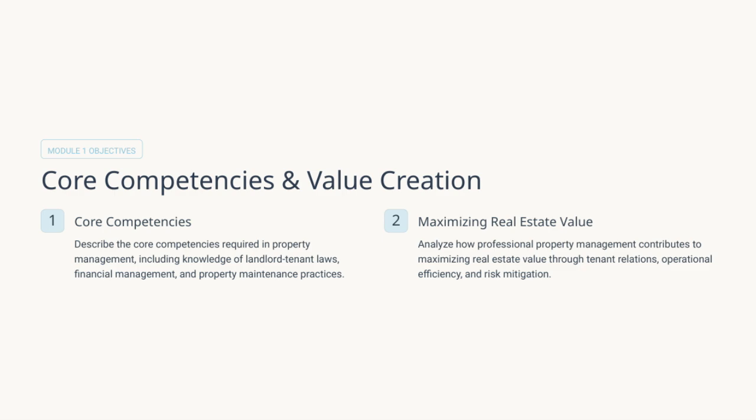Next, operational efficiency is key. By streamlining maintenance, optimizing expenses, and implementing smart management practices, we can increase profitability and ensure the property performs at its best. Finally, risk mitigation is essential. Properly managing legal compliance, handling insurance, and proactively addressing potential issues help minimize liabilities and protect our investment. When property managers excel in these areas, tenant relations, operational efficiency, and risk management, they significantly boost the property's overall value. This aligns perfectly with our goal of creating value through expert management.